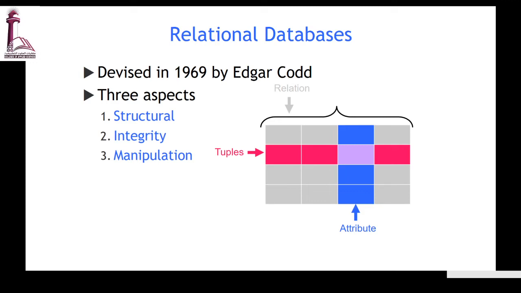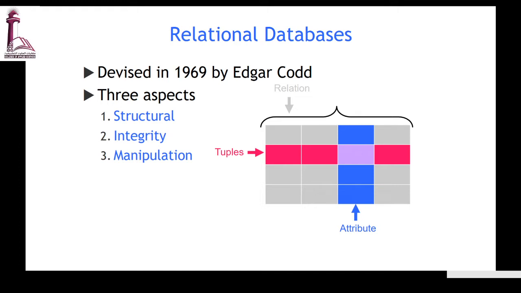Hi students, now we will see a small introduction about relational database. This relational database was devised in the year 1969 by Edgar Codd. The three aspects of relational database are structural, integrity and manipulation.